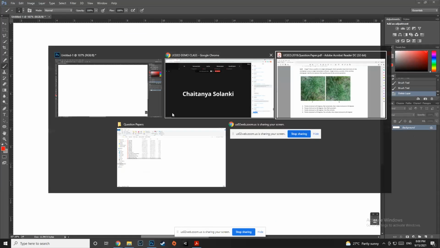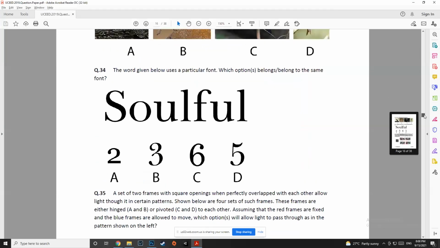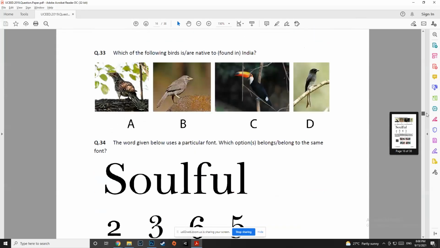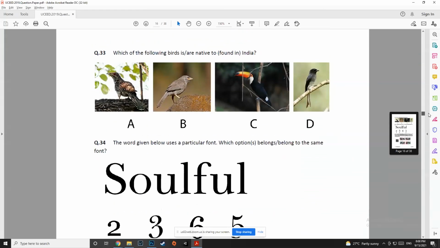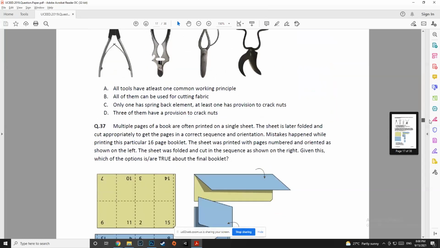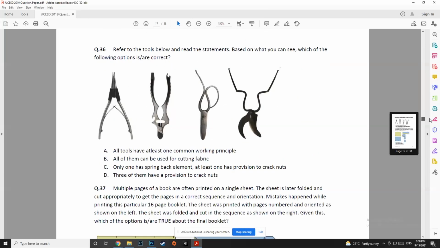We don't have a lot of time. Let us see some more. So again, see, there is the font family, right? Again, it is a question from fonts. And there is some GK also, right? Which of the following birds is or are native or found in India? So that is a GK question. Then this is a logical question of what sort of a, okay.